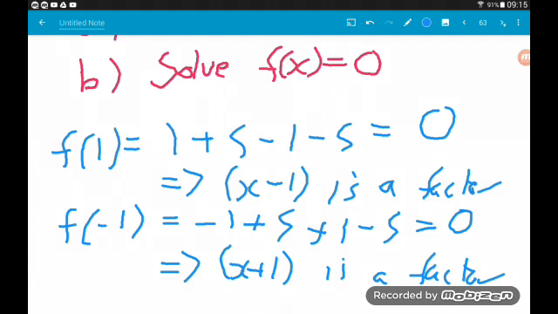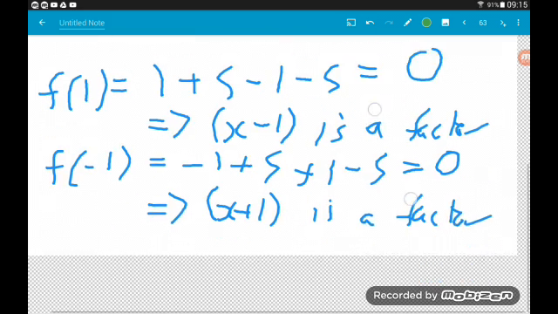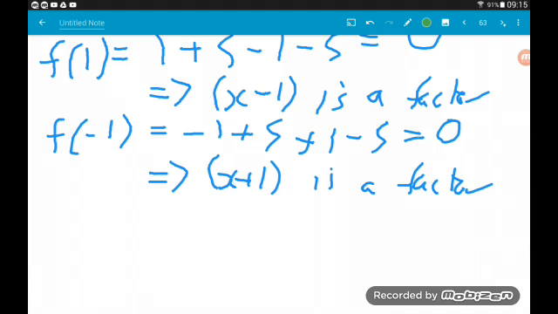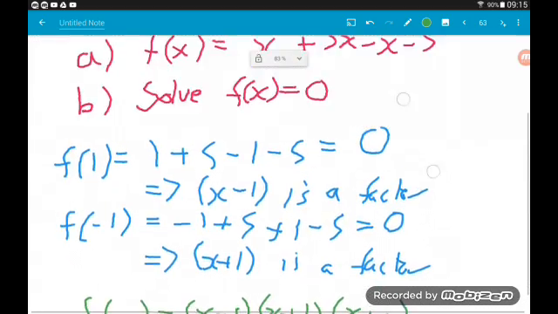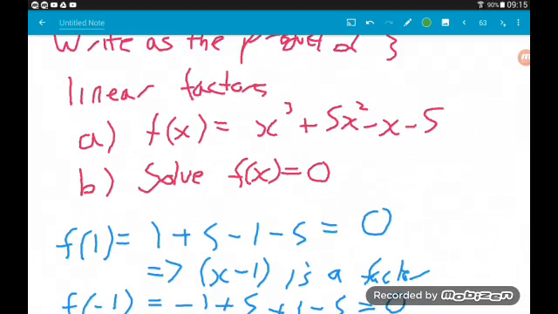So we don't need to use the factor theorem anymore, because we now know 2 factors. We can work out the third one. So we can now write f of x as (x minus 1)(x plus 1)(x plus c). Now, if we look back at the original function, we know the constant term at the end was minus 5.